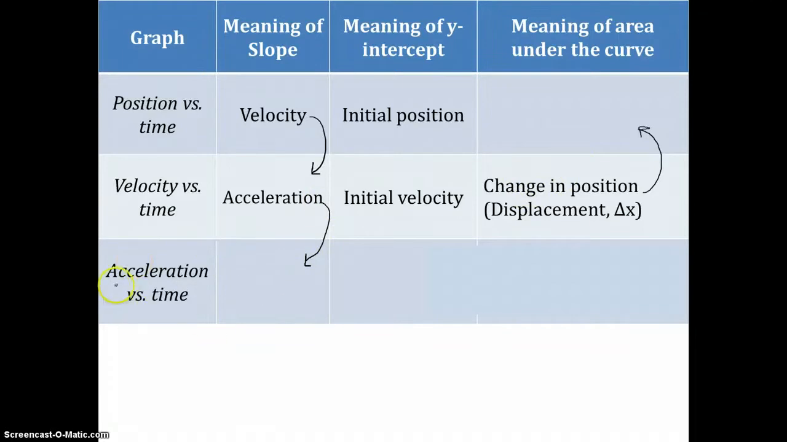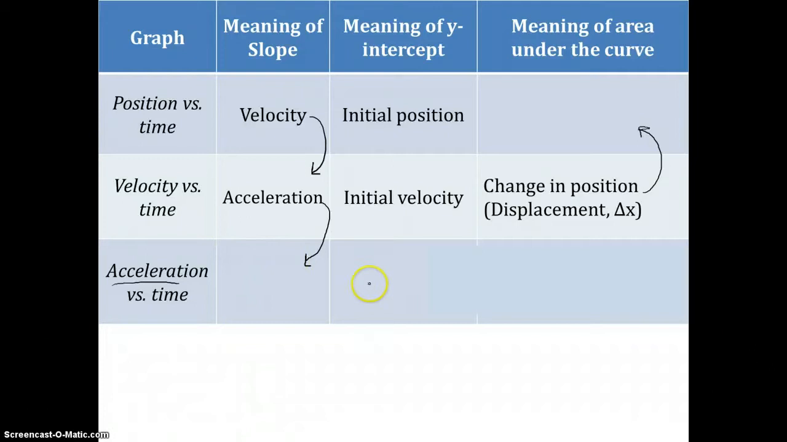So acceleration versus time. This is a new graph this unit. The acceleration versus time graphs are always going to be horizontal. They may be piecewise, but they're going to be horizontal. So we don't have a meaning of the slope in this unit. There is an actual meaning. It's called the jerk, which is the change in acceleration, but we're not going to talk about that this year.